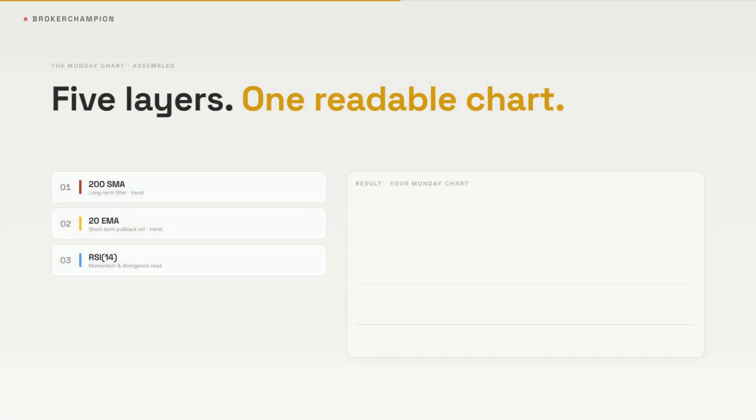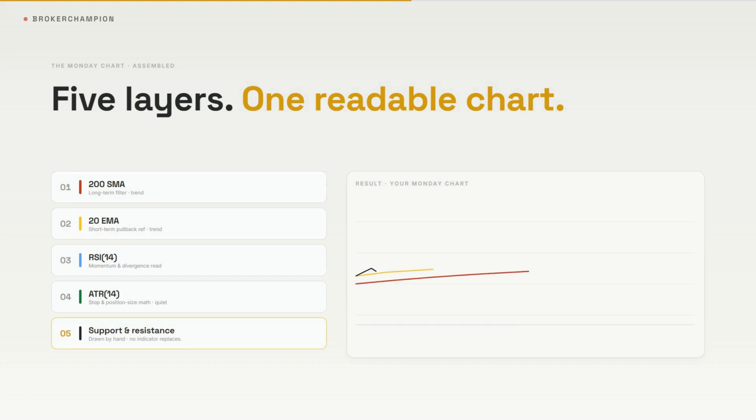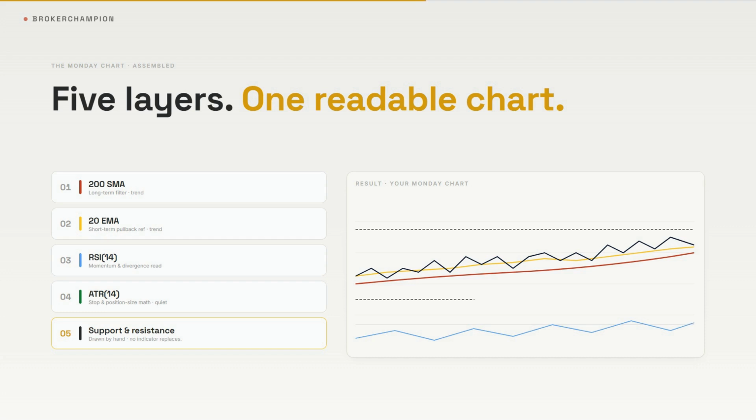5 layers. The 200 SMA, your long-term filter. The 20 EMA, your short-term pullback reference. RSI on the 14 setting, your momentum and divergence read. ATR on 14, quietly running stop and position size calculations. And then the layer no indicator can replace, support and resistance drawn by hand.